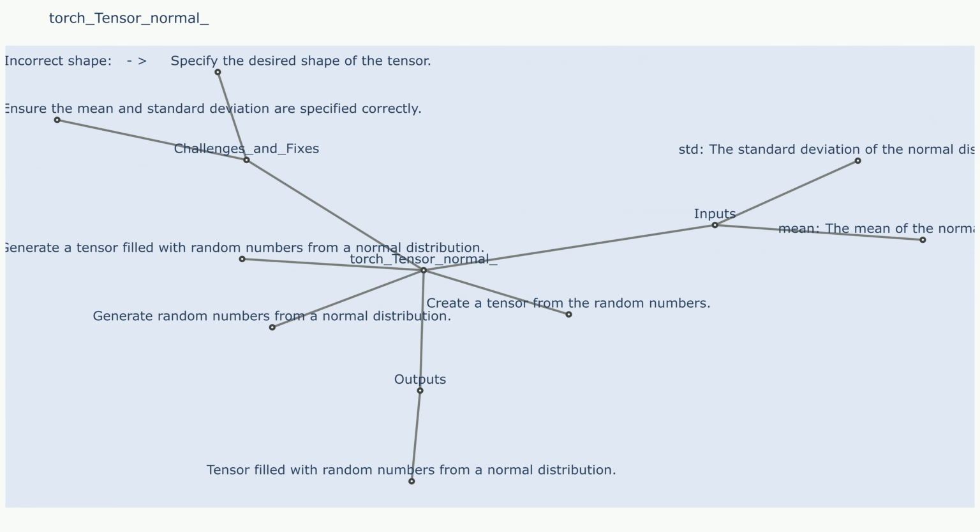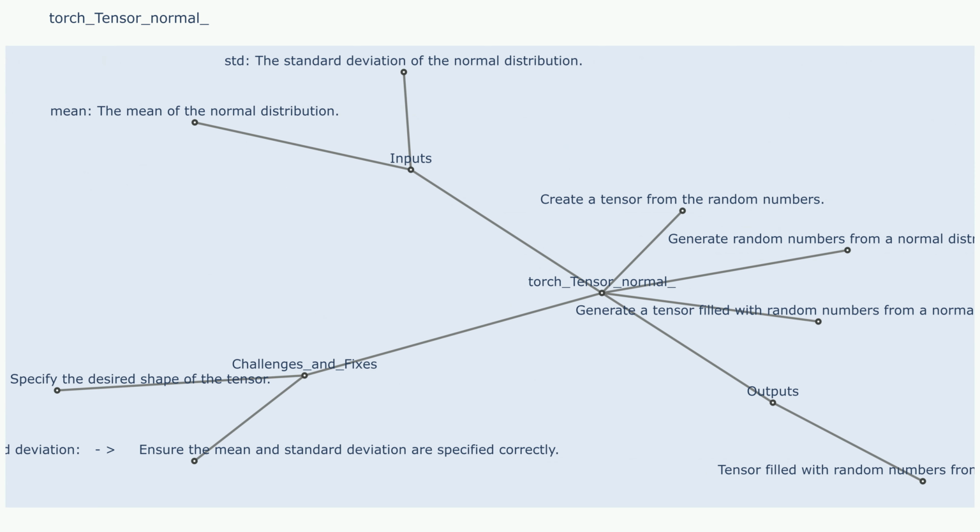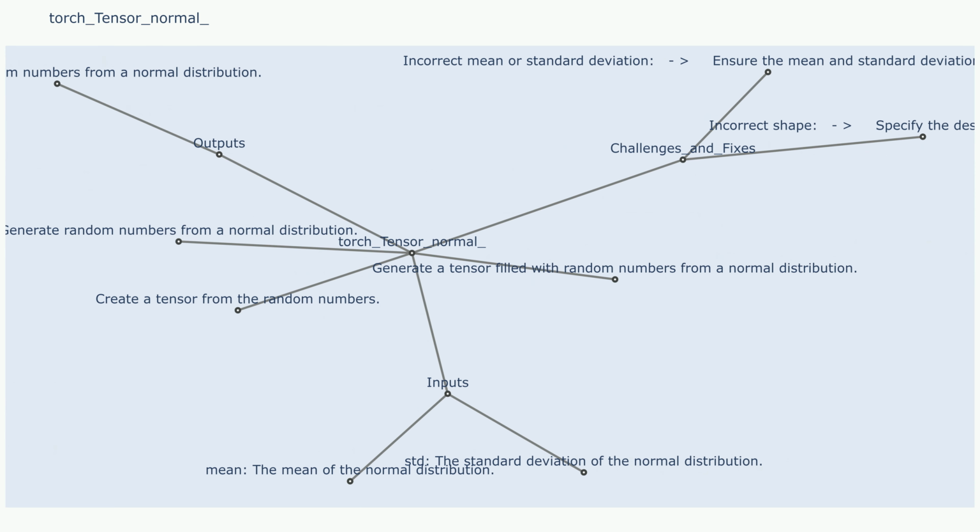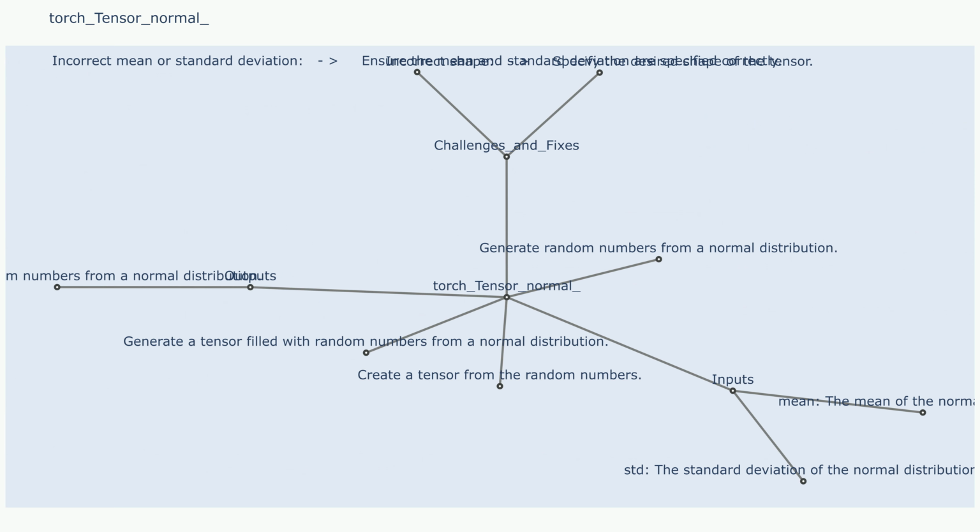Inputs. Mean: a tensor representing the mean of the normal distribution. It must have the same shape as the output tensor or be broadcastable to the output tensor's shape. STD: a tensor representing the standard deviation of the normal distribution. It must have the same shape as the output tensor or be broadcastable to the output tensor's shape.